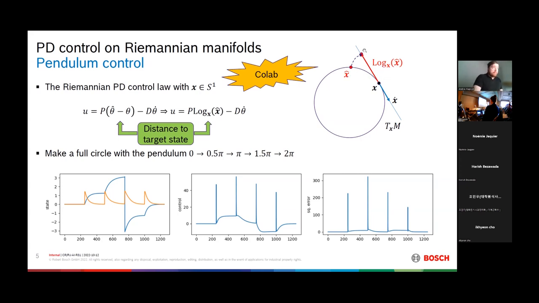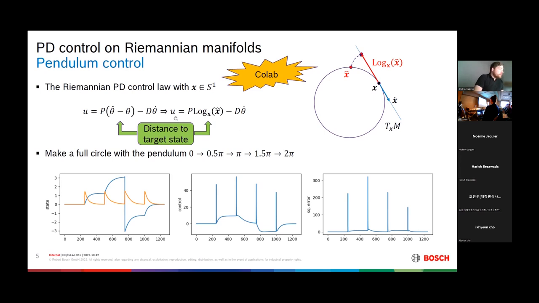This measure can be defined in this tangent space. And the tangent space is already a vector space, thus we can execute our computations there. And we can also define the tangent space velocity as x dot, which in ambient space is just theta dot in the tangent space.